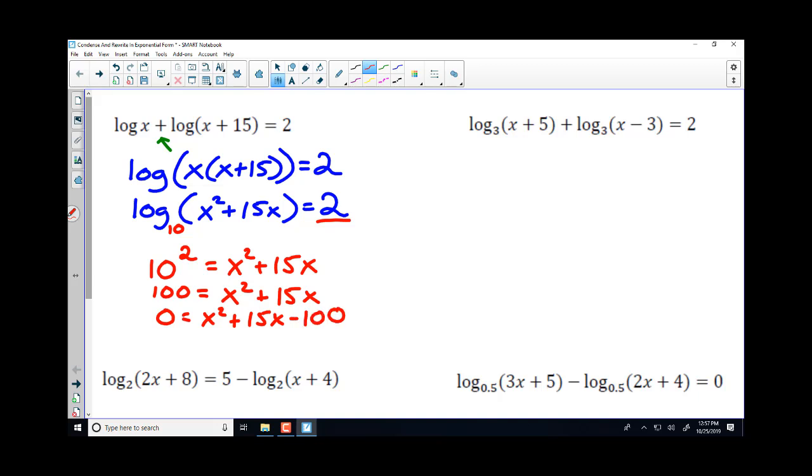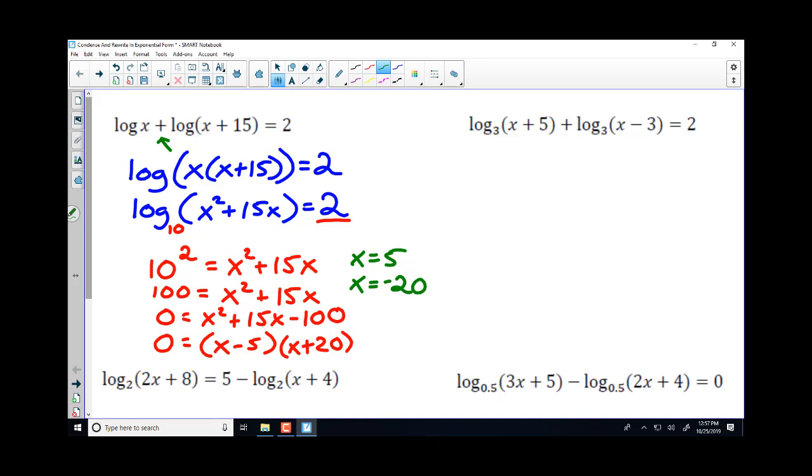Now you could use the quadratic formula or completing the square here, but this actually can be factored as, let's see here, I think it's going to be x minus 5, x plus 20. So we ask ourselves, what are the values that make x minus 5 times x plus 20 equal to 0? Well, the answers are going to be 5 and negative 20. So we get x equals 5 and x equals negative 20.